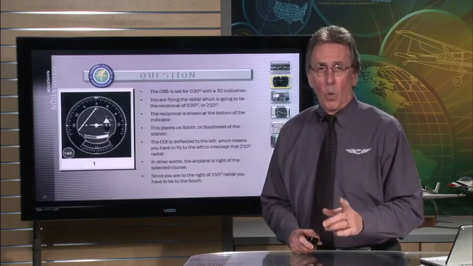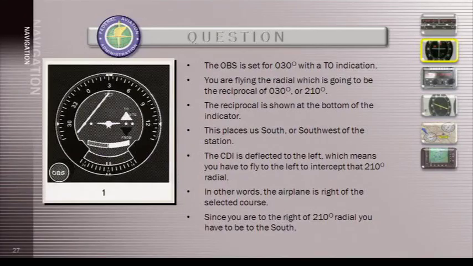Now look at the number 1 VOR indicator. The OBS is set for 030 degrees. The to from indicator says you're heading to the VOR station. Remember, you're flying the radial, which is going to be the reciprocal of 030, or 210. It is the opposite of what is dialed in at the top of the OBS here. The reciprocal is shown at the bottom of the indicator. In this instance, it puts us south or southwest of the station.